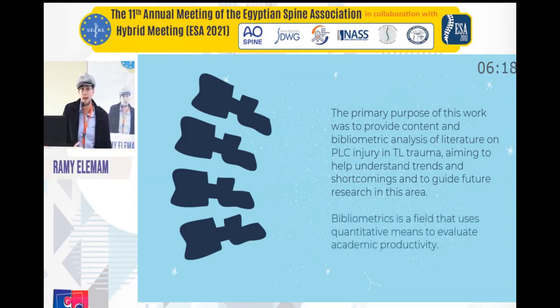So what is bibliometric analysis? To put it simply, it's a field that uses quantitative means to evaluate academic productivity. And it's through huge databases that give us data about hundreds and thousands of papers that can be summarized into a simple CSV format, which can be used to analyze huge amounts of data to find the citation factor and impact factor of different authors and publications.